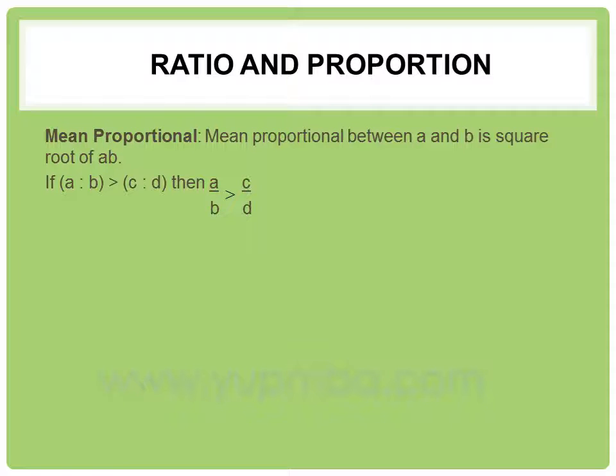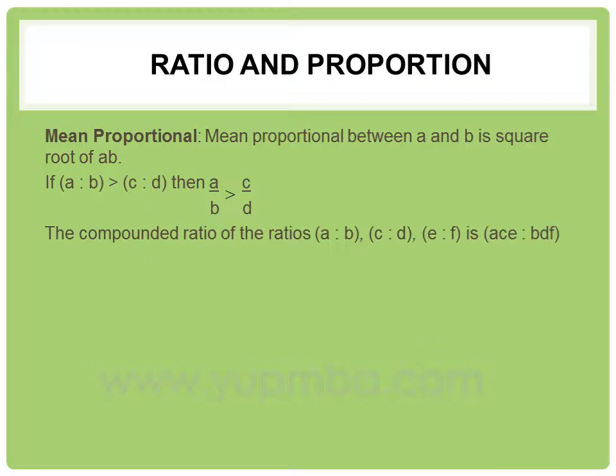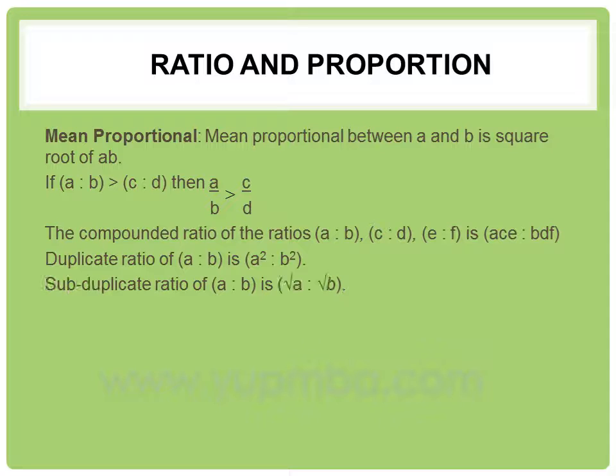If A is to B greater than C is to D, then A by B is greater than C by D. The compounded ratio of the ratios A is to B, C is to D, E is to F is A, C, E is to B, D, F. Duplicate ratio of A is to B is A square is to B square.